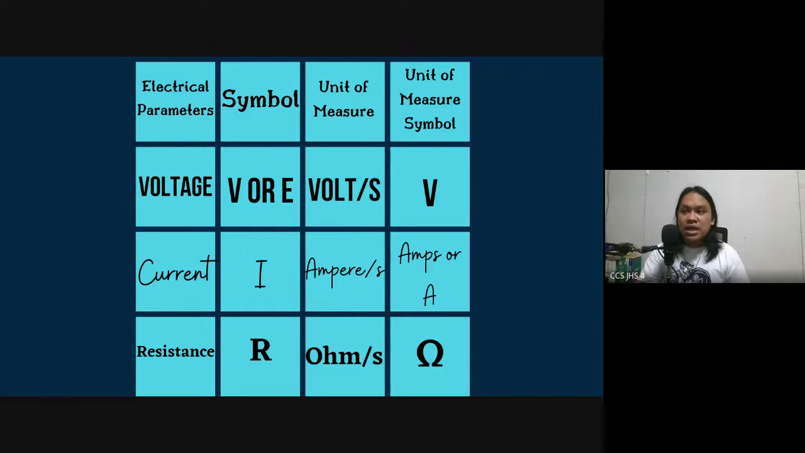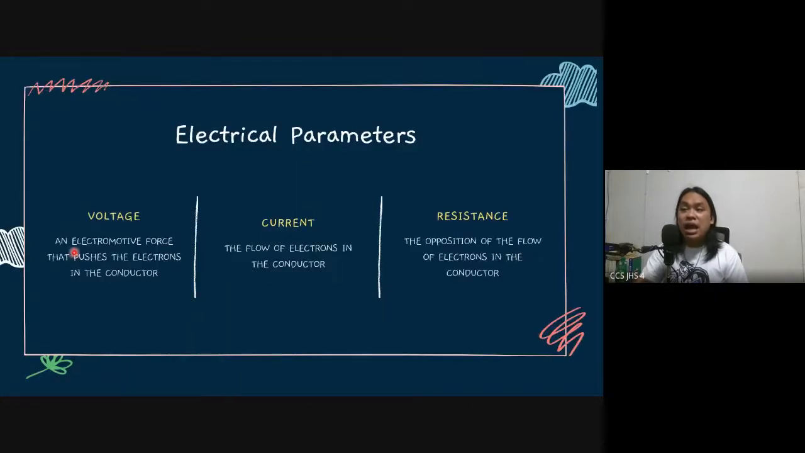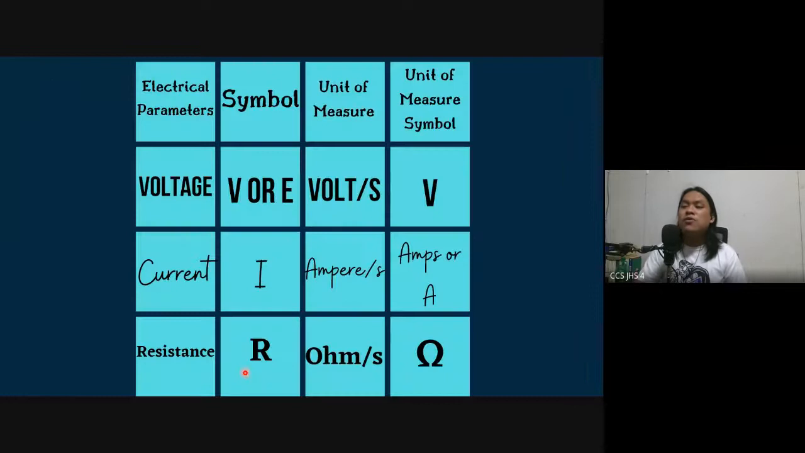V is for voltage. But why do we have letter E? Where did we get letter E? Is it electron? Going back to our definition of voltage, electromotive force. Voltage is also known as the electromotive force. That's why we also have letter E as the symbol for our voltage.